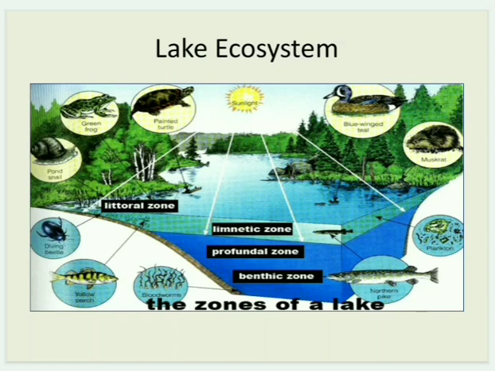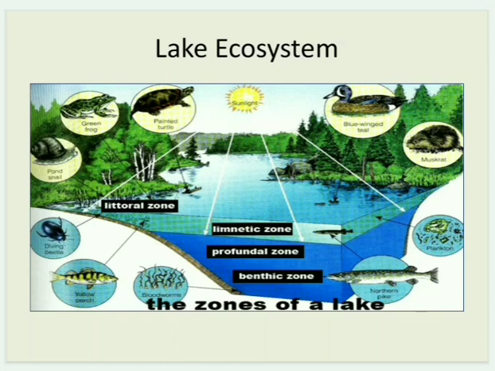Then structure: abiotic is temperature, pH, water, etc. Biotic, that is, producers are phytoplankton. Primary consumers are zooplankton. Secondary consumers are insects, small fish. Tertiary consumers are larger fishes. Decomposers are bacteria and fungi.